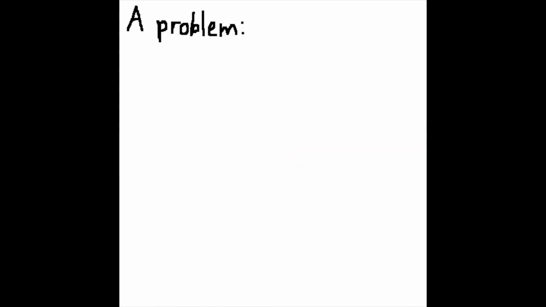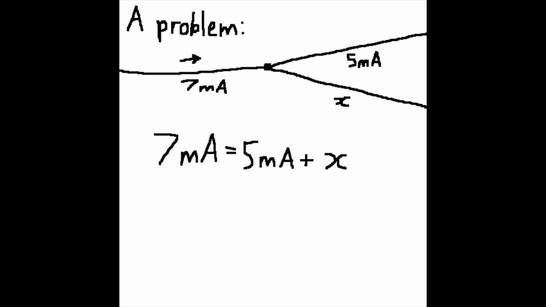Here's an example of Kirchhoff's current law. Say we know the current in a circuit approaching a node and the current in one of two branches leaving that node, talking in the direction of current. If the entering current is 7 milliamps and the current we know leaving is 5 milliamps, we know from Kirchhoff's current law that 7 milliamps is equal to 5 milliamps plus the current in that other branch.